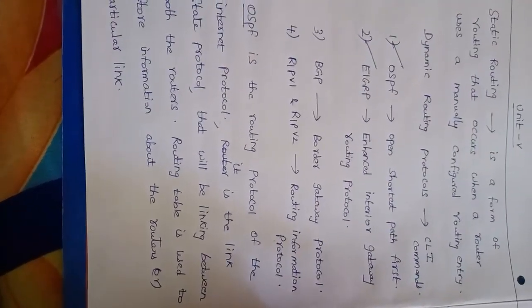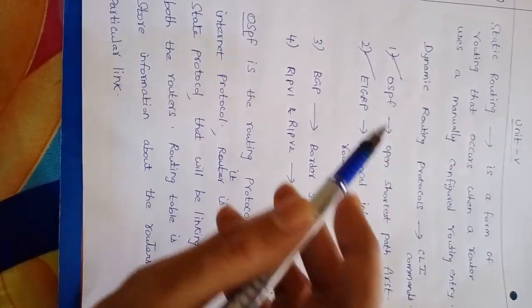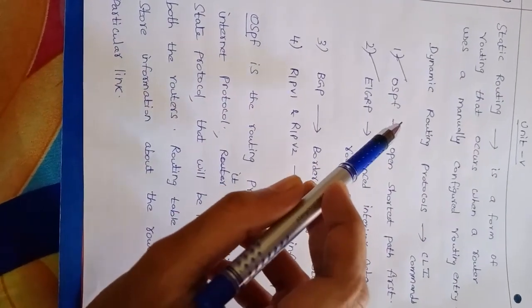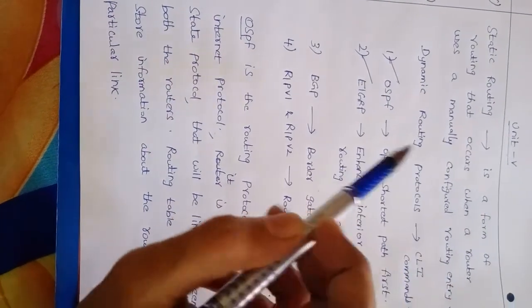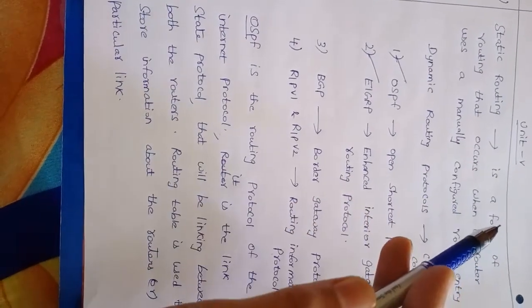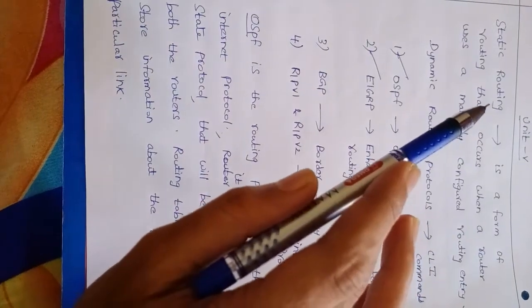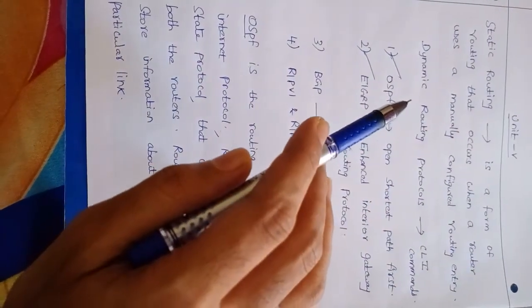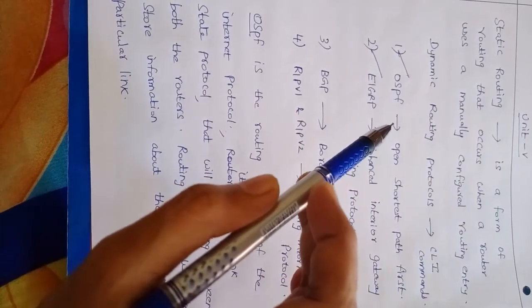Today we will discuss static routing and dynamic routing, and in dynamic routing protocols we will discuss only OSPF. So what does static routing mean? It is a basic router configuration that is used in Cisco Packet Tracer, and that is known as static routing. If I move into dynamic routing, I will be using various dynamic routing protocols.